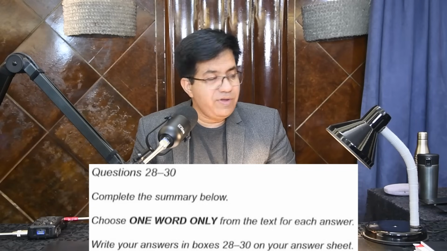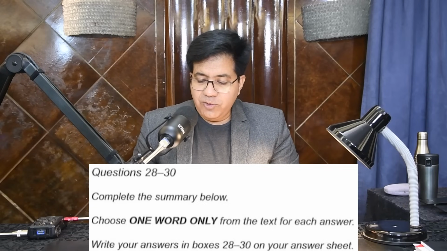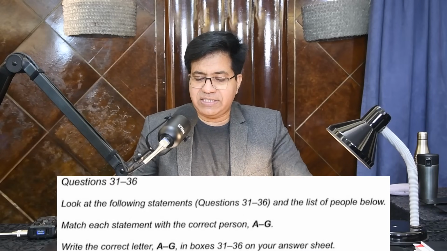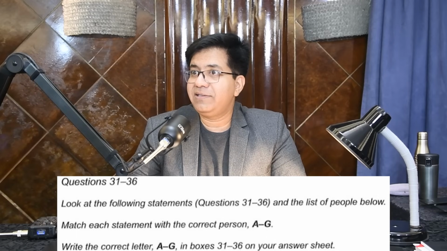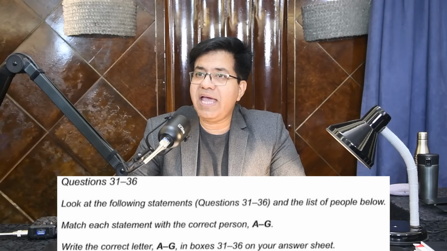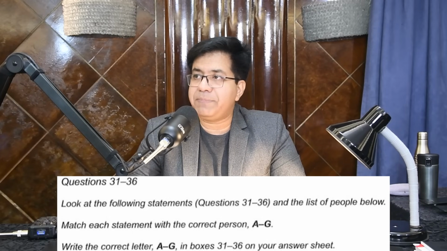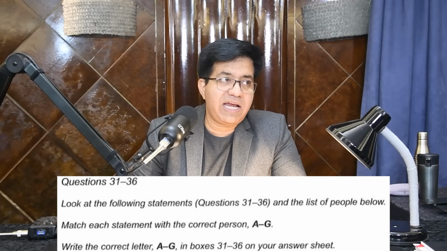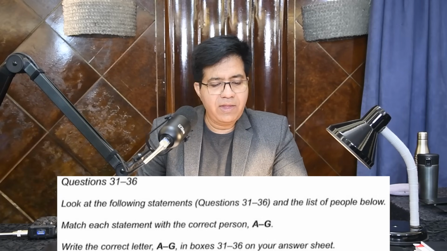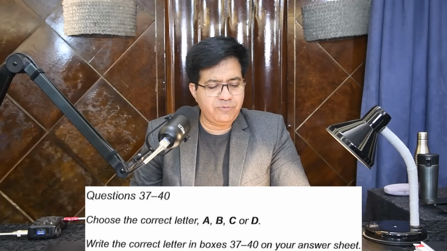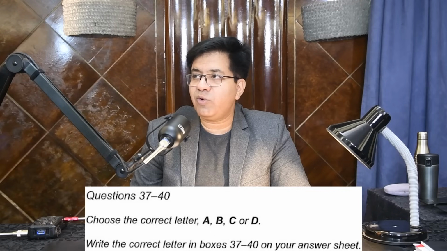Questions 28 to 30, summary completion. We can manage it easily. Questions 31 to 36, this is called matching. Now, in the questions, we have the list of statements, and in the box we have a list of people, and we have to match the statements with people. And questions 37 to 40, we have multiple choice questions.